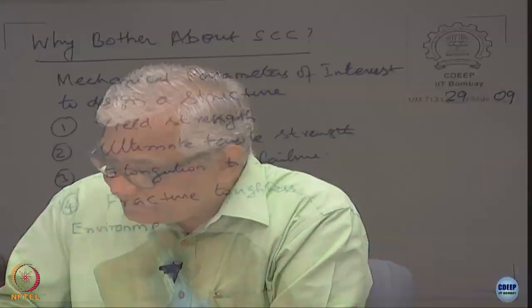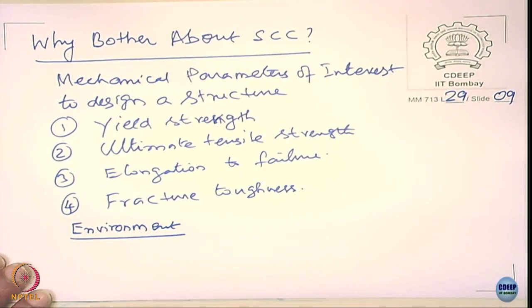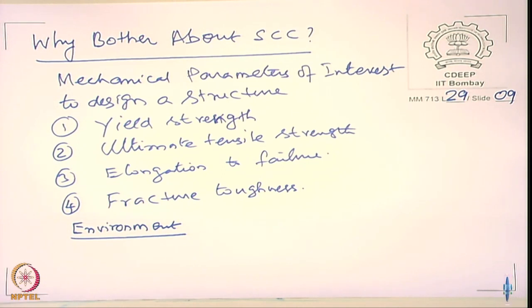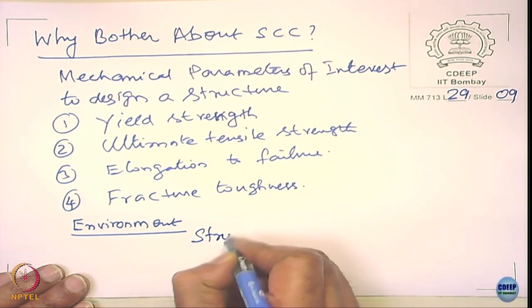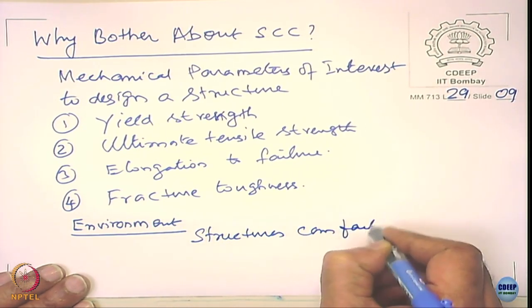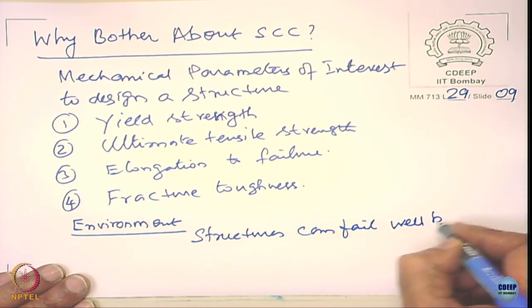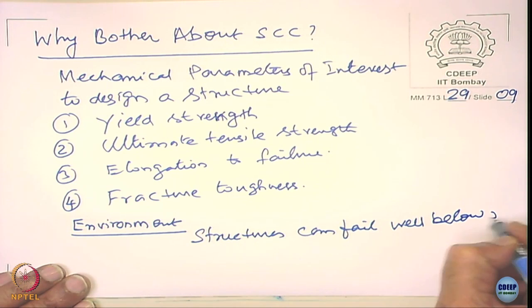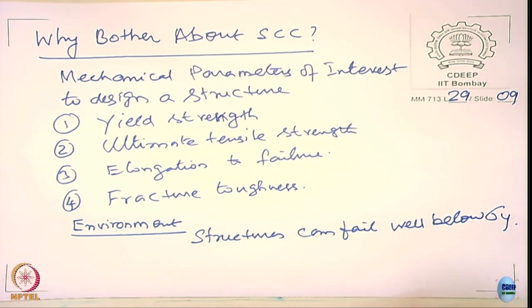Suppose you have an environment coming in contact with this, structures can fail well below yield strength. It can happen even at about 25%, 30% of yield strength. Not all cases. I am saying there are cases where the metal can fail at about 25%, 20% of the yield strength.